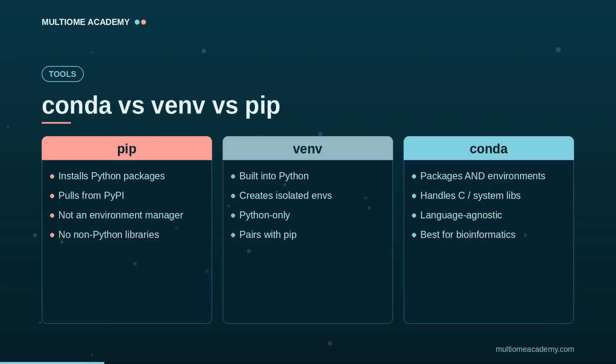These 3 names confuse everyone at first, so let's separate them. pip installs Python packages from PyPI, but it does not manage environments. venv, built into Python, creates isolated environments, but only for Python. Conda does both at once, and crucially it also installs the compiled, non-Python libraries that bioinformatics tools depend on. That's why we lead with conda.